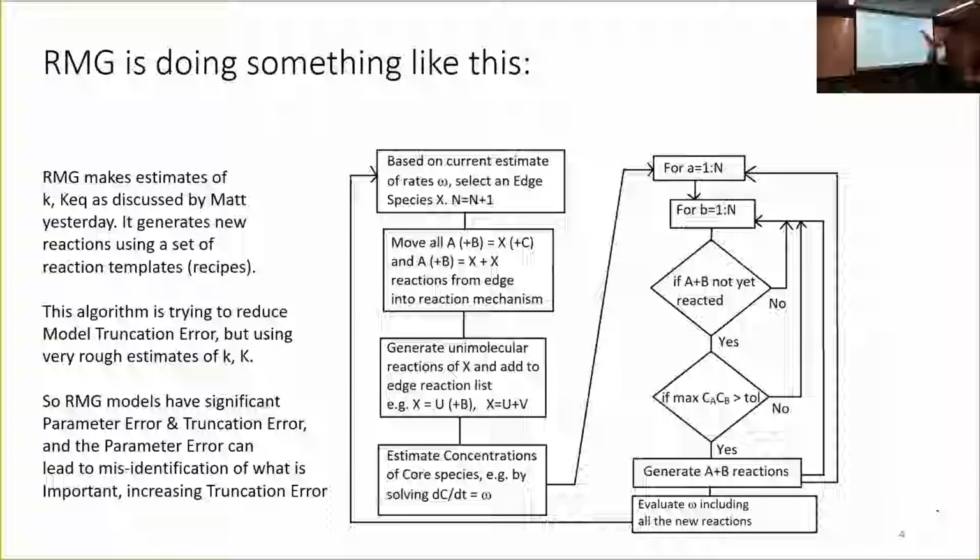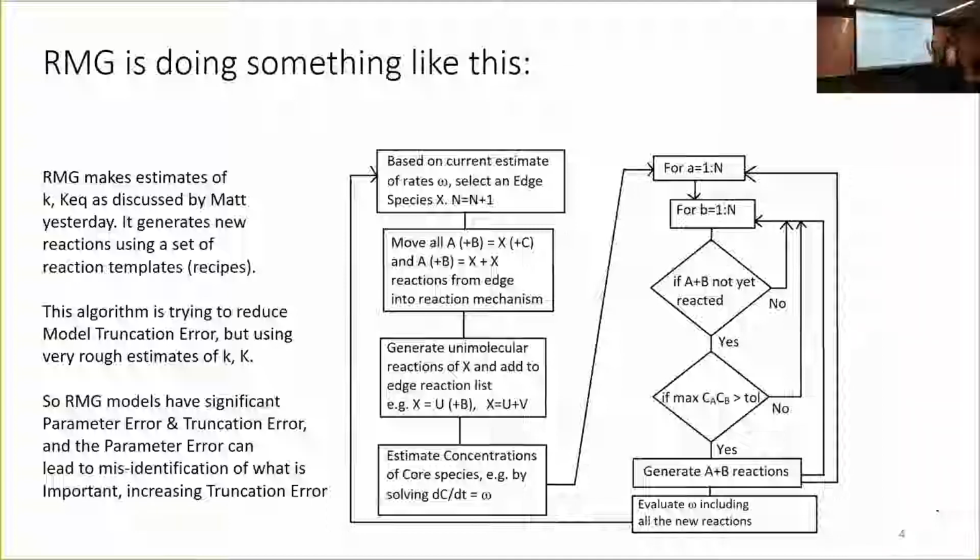And then we go through all the different possible bimolecular reactions, which have not been considered yet, and see if originally we decided they were so slow they didn't matter, but now because we have a different estimate of the concentrations and a different estimate of the omegas, some of the bimolecular reactions we thought were negligible before might now be important. So we test and we add those reactions, and then we reevaluate the omega, including all these new reactions we just generated, and we go back and do the same thing, iterate.